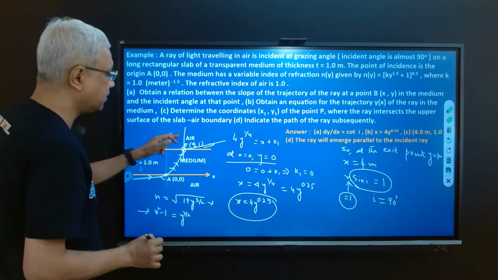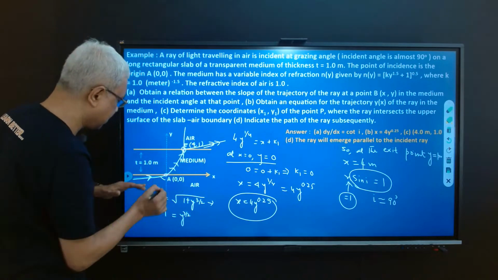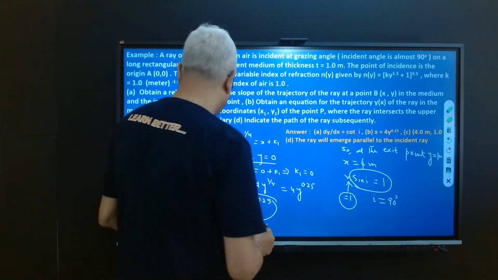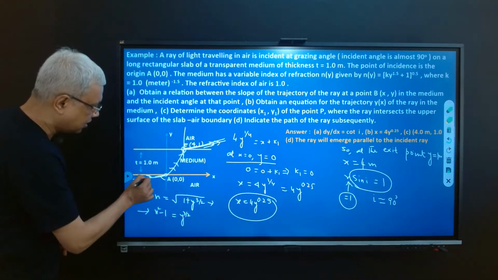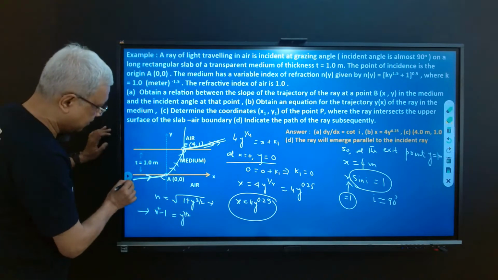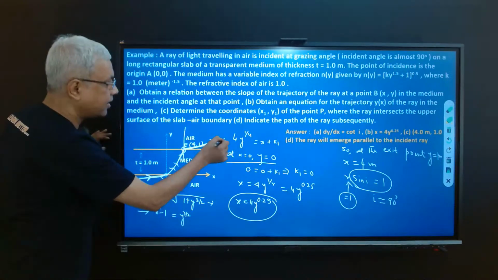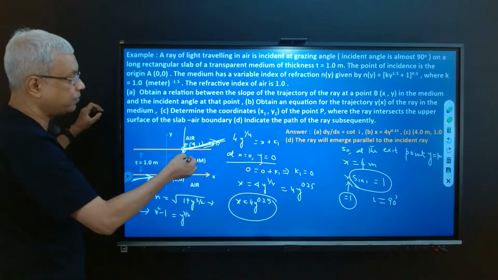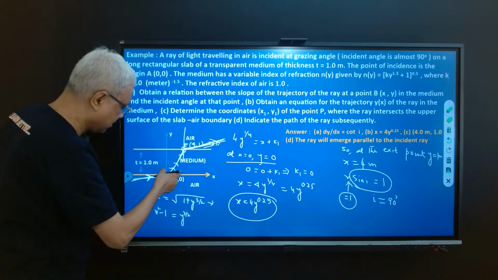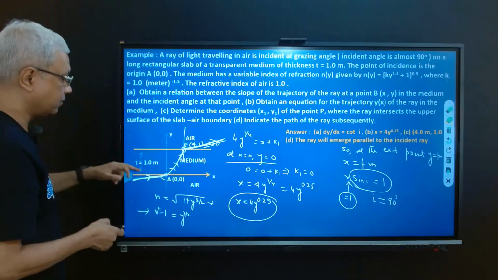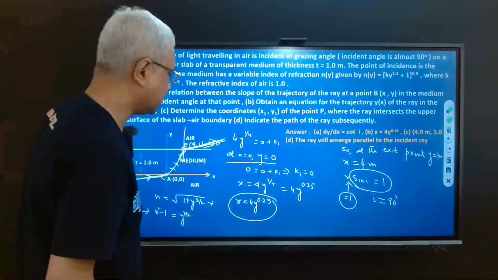Okay, so the emergent ray is parallel to the incident ray. The emergent ray becomes parallel to the incident ray, and this is the path of the ray, you can say. And if reversibility is also applied, that means if the light strikes the upper boundary like this, then it emerges like this. So the ray will emerge parallel to the incident ray.